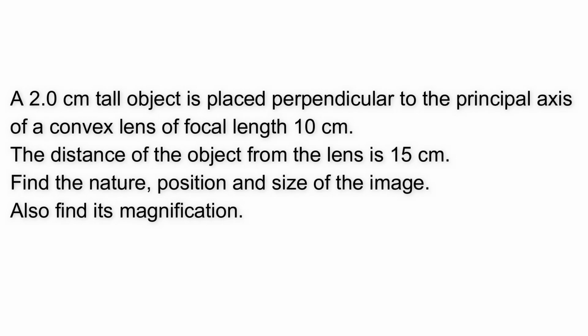The next question: a 2 cm tall object is placed perpendicular to the principal axis of a convex lens of focal length 10 cm. The distance of the object from the lens is 15 cm. Find the nature, position and size of the image. Also find its magnification. So here what they have given is the height of the object, that is 2 cm, and focal length is 10 cm.